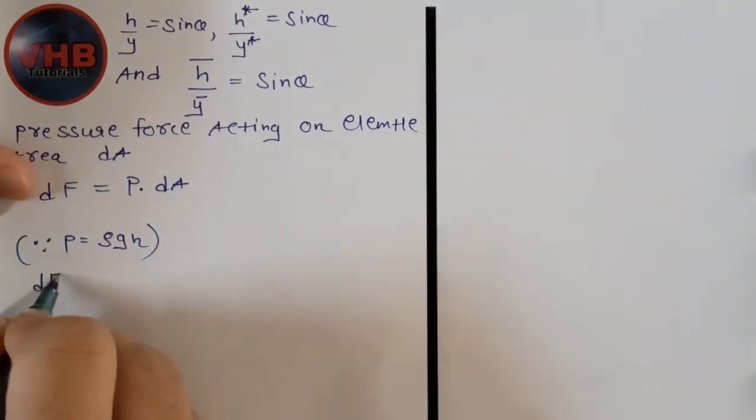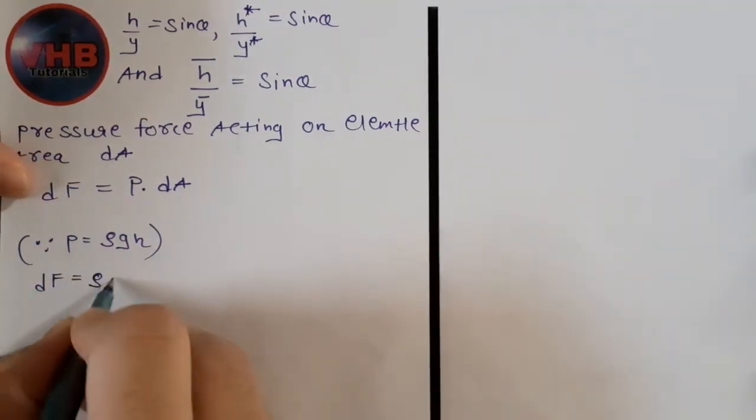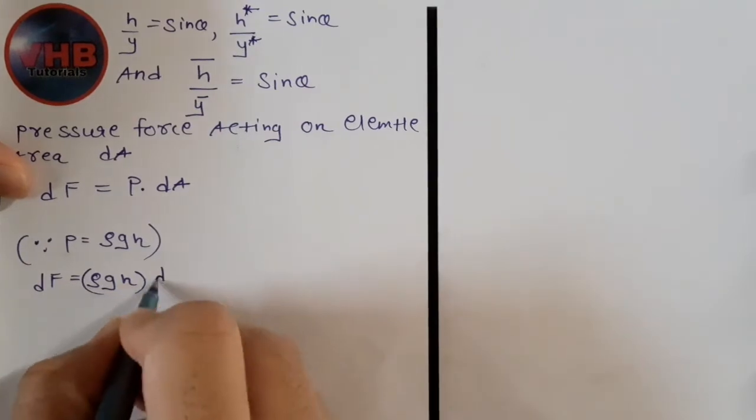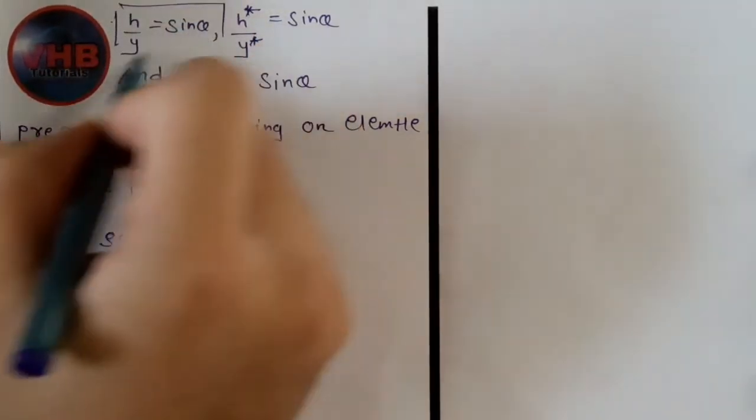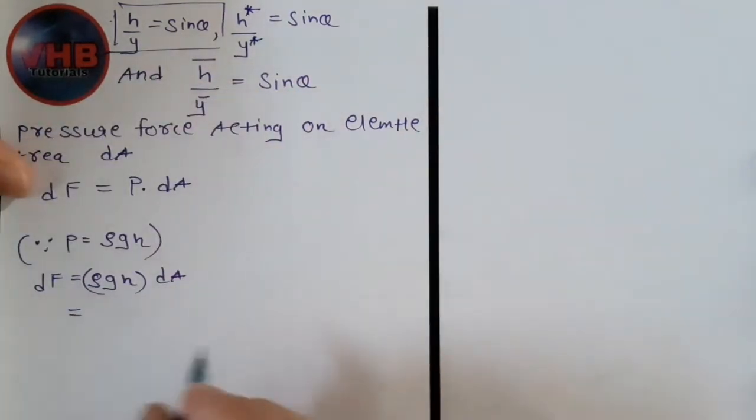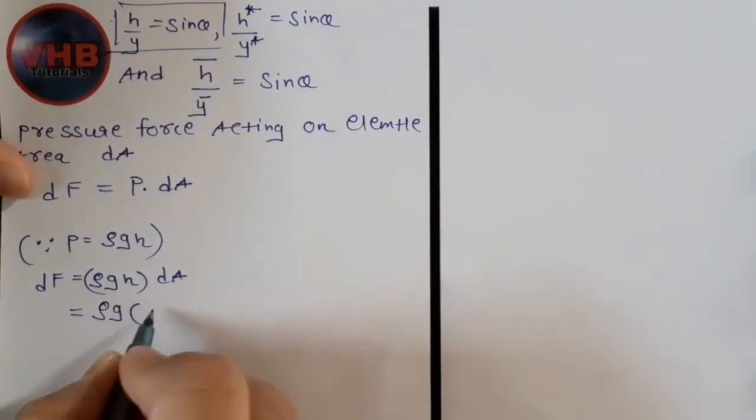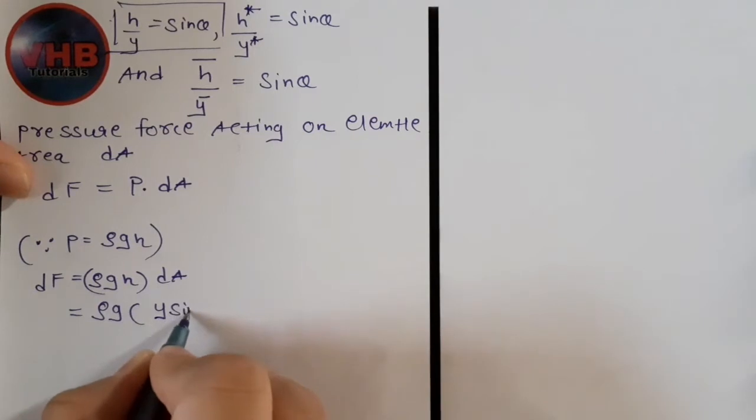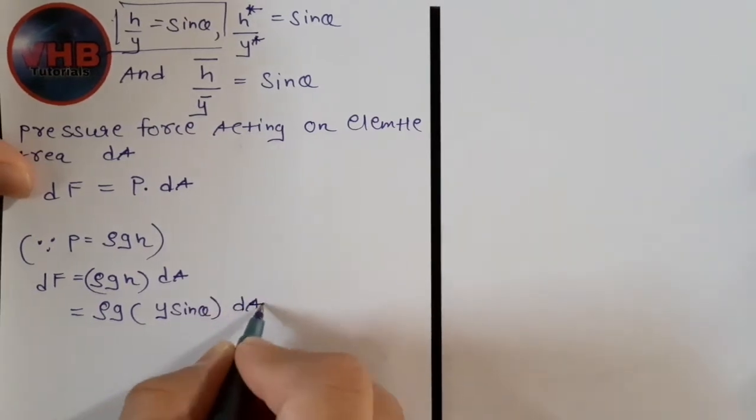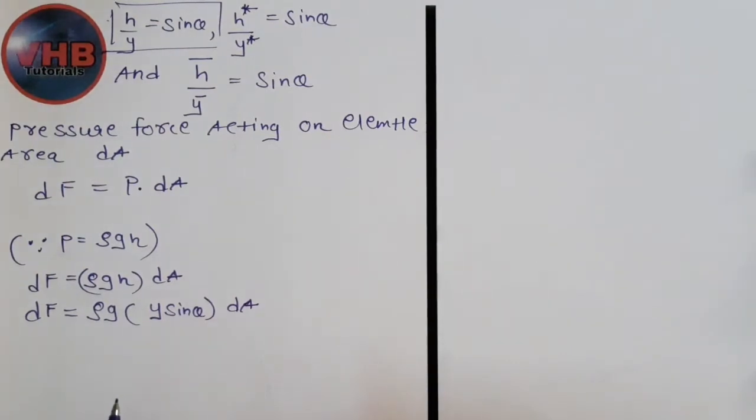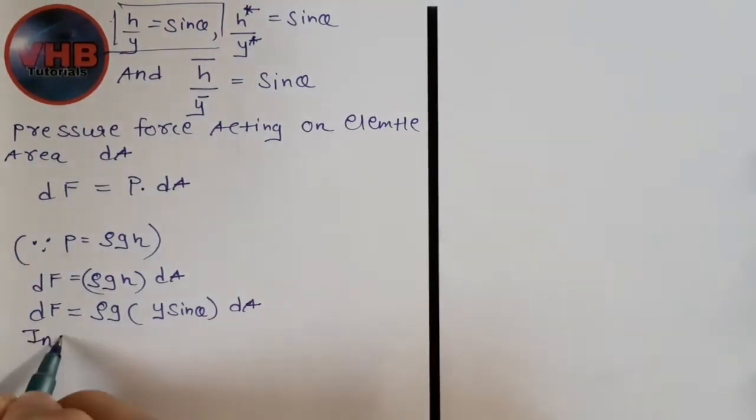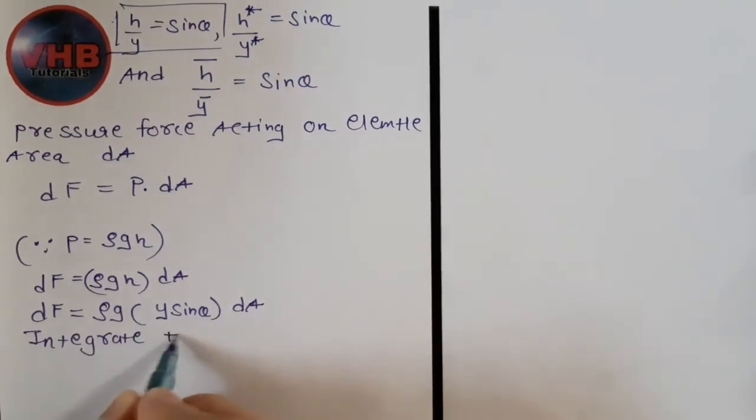So dF equals rho into g into h into dA. Now from the earlier equation, h equals y sin theta, so dF equals rho g y sin theta dA. This is dF. Now to find the total pressure acting on the inclined plane, we have to integrate the above equation.